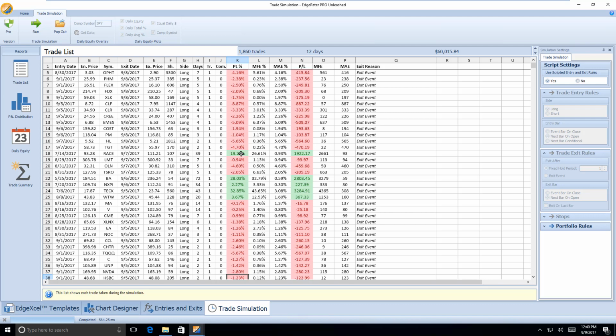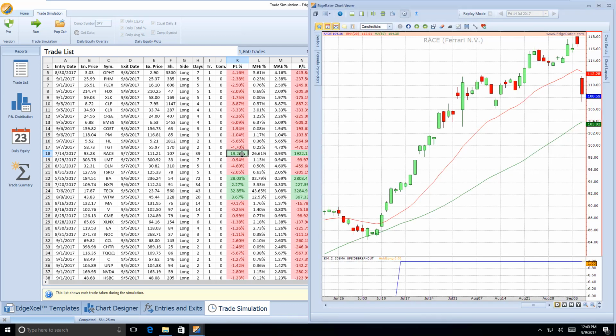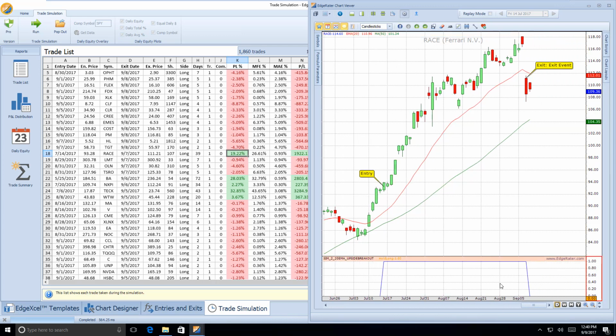So I'm going to take a look at RACE first, which is Ferrari. Double click on there. Turn my annotations on. When I'm looking at a trade list, my annotation will show me the entry and the exit. And so now we can see the reason why this trade exited, and also why it entered. Down here it fulfilled the entry requirements. And then it exited here because price crossed below the prior day's 20 EMA. It couldn't exit at that value because there was a gap down, so it exited at the open down here, still for a 20%-ish, 19.2% gain.